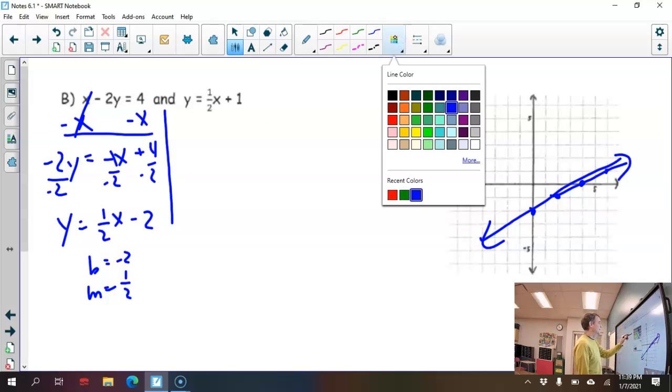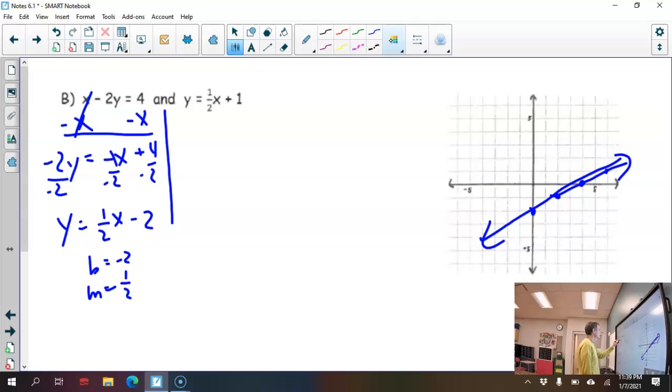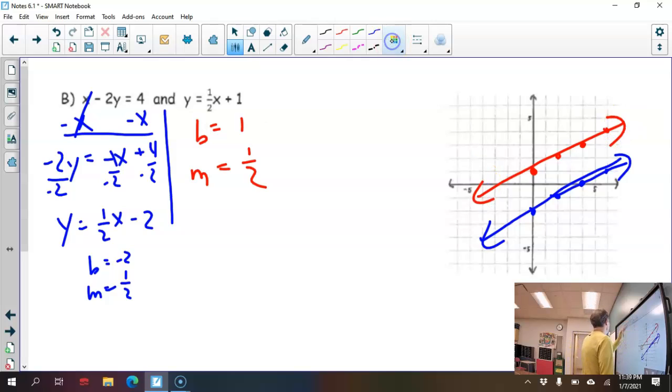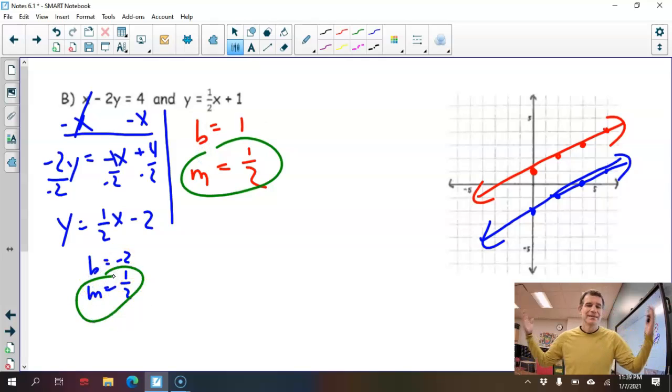Then the second one, well, look, it's already in slope-intercept form. It's got a y-intercept of 1. It also has a slope of 1/2, which means up 1, right 2, up 1, right 2. These lines have the same slope. What does that mean about these lines? Well, we all know it means they're parallel, right? And parallel lines do not intersect.